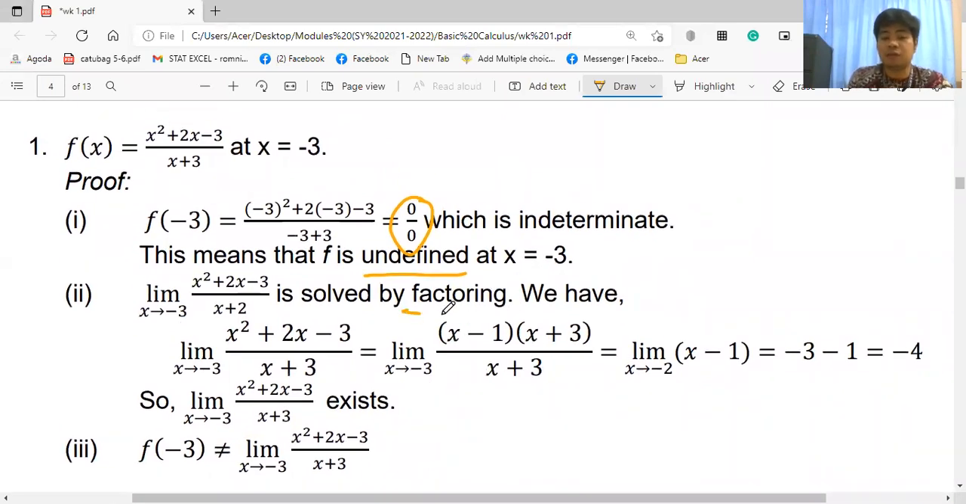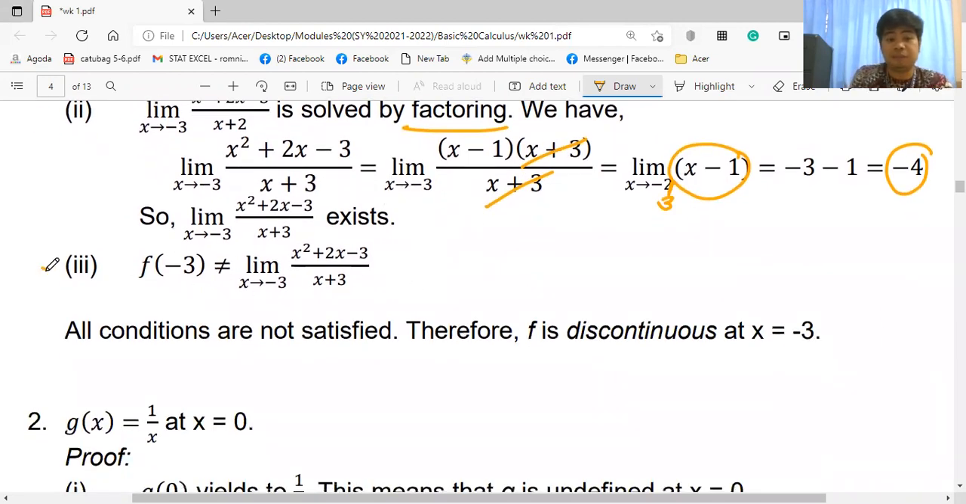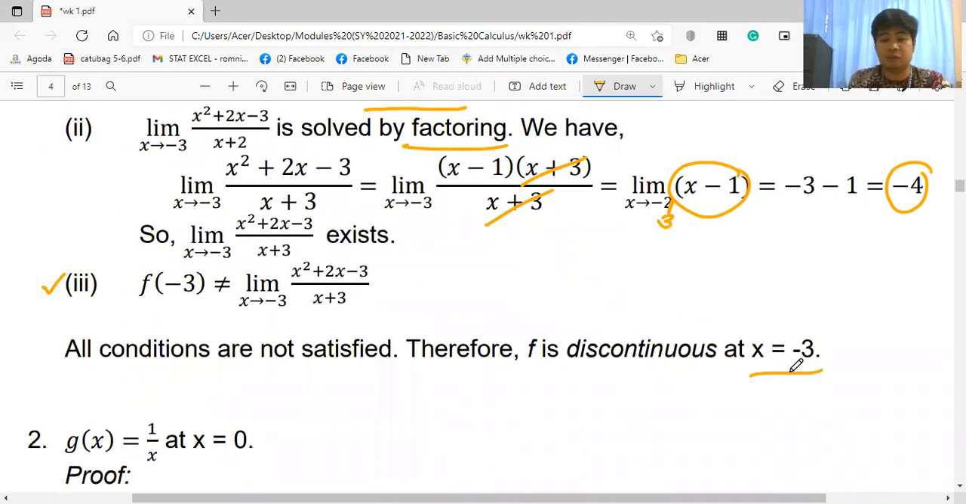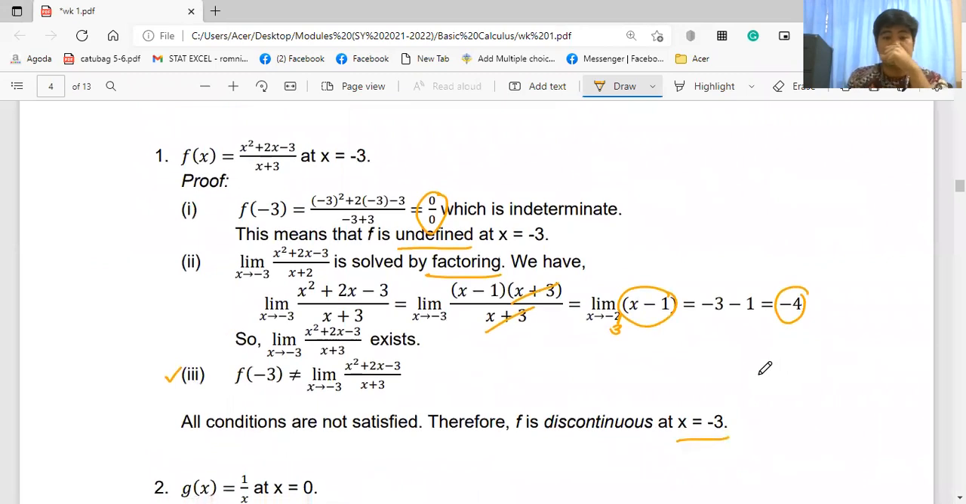However, we may make use of the factoring technique to eliminate the indeterminate form. So we can now eliminate x plus 3 and x plus 3 here. x minus 1 is left. Substituting x equal to negative 3 will now give us negative 4 as the limit. So the limit exists, however, the value of the function at x equals negative 3 is undefined. They're not equal. Hence, we can say that f is discontinuous at x equal to negative 3.